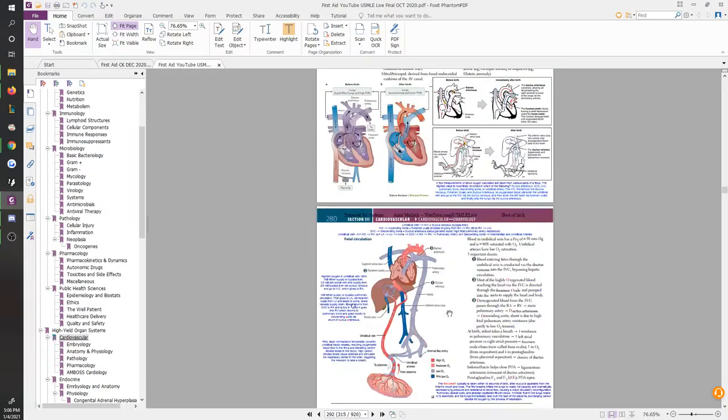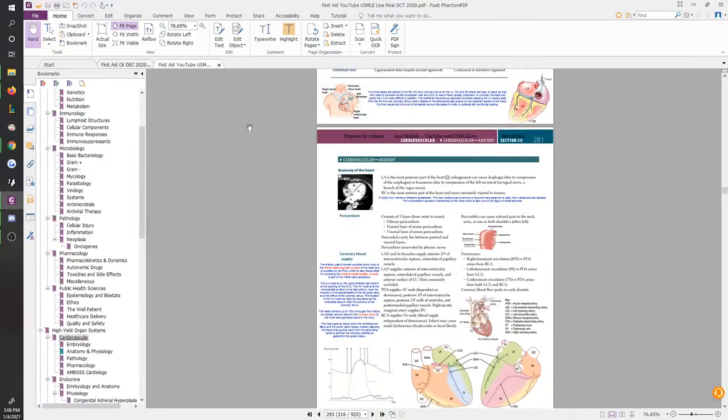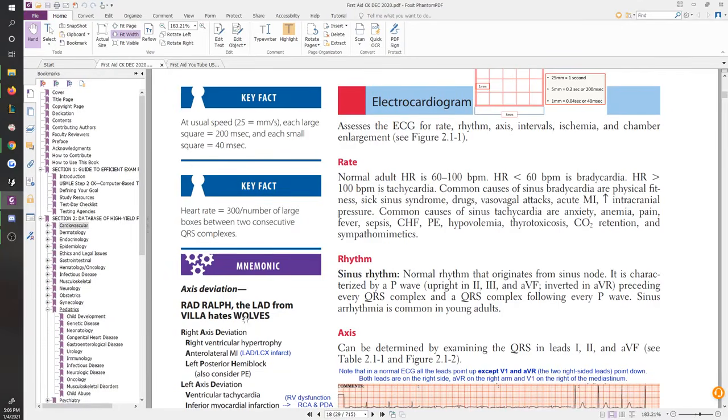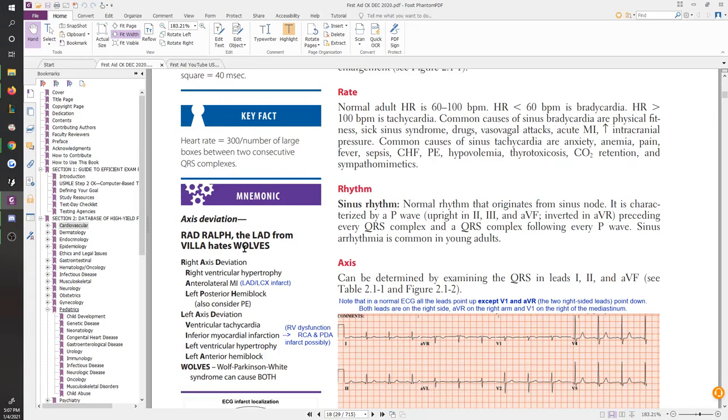First Aid Step 1 didn't have that. They didn't have things on the sides that were key facts or mnemonics. So that's something nice that they have in First Aid CK. Definitely worth utilizing. And the mnemonics that are given are almost something that you will definitely be memorizing and utilizing.